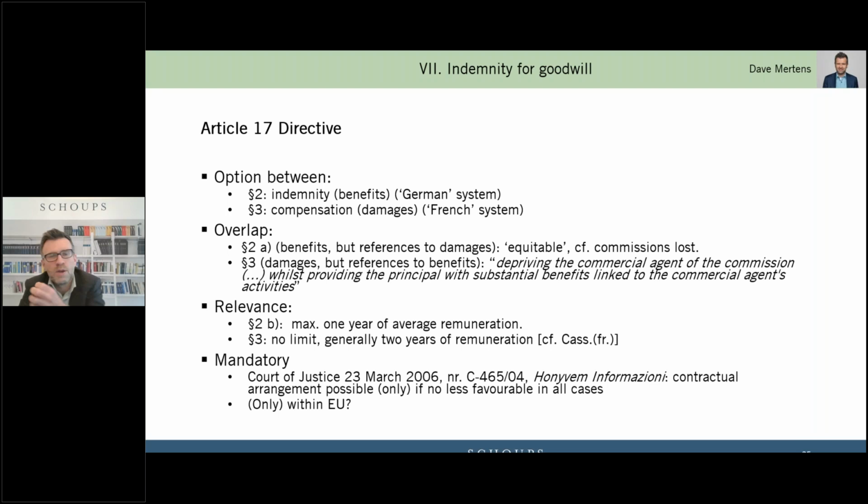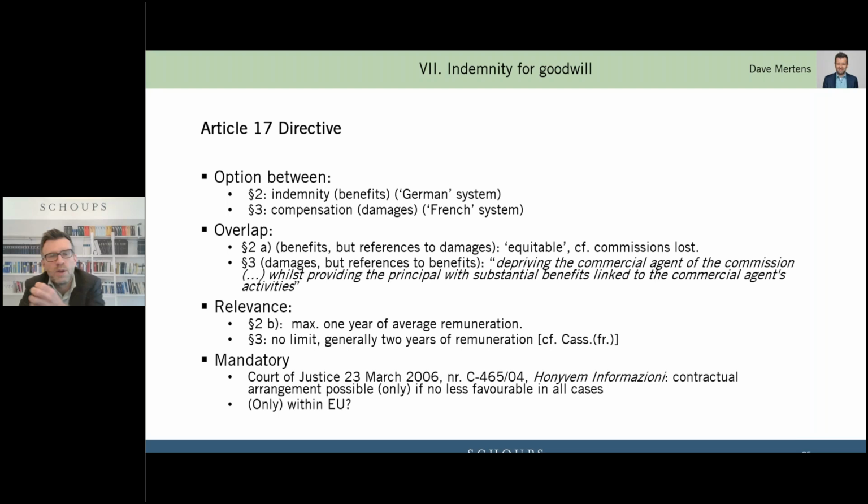So that's the idea, that goodwill generated by the agent is linked to the brand of the principal. That's the goodwill that imposes on states to provide for either one of the two. So an indemnity, that's one, the German option: an indemnity for the benefits, the advantage of the client base that the principal will retain after the termination of the agreement for whatever reason.